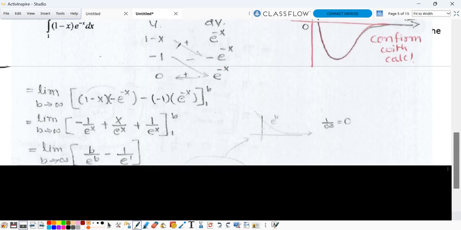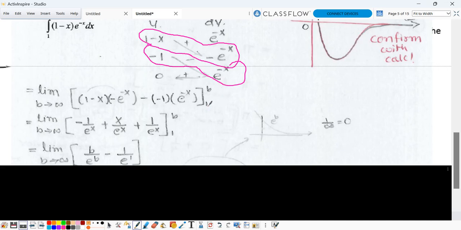So we start making, so this will be your first term: 1 minus x, negative e to the negative x. This is your second term, negative e to the negative x. And the third is 0, so we evaluate from 1 to b, which is FTC.